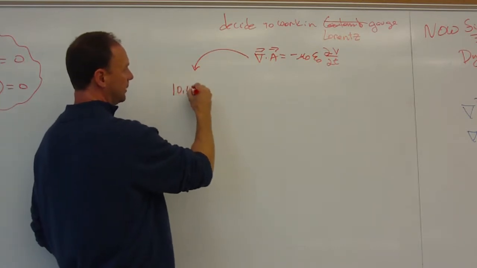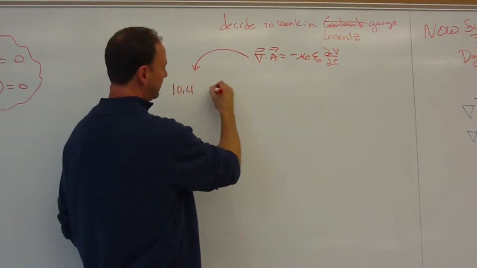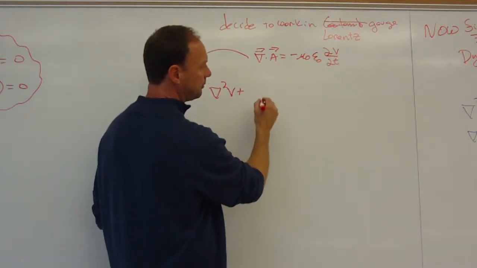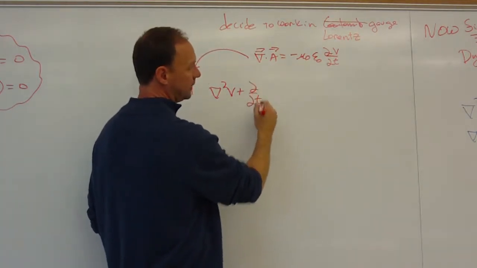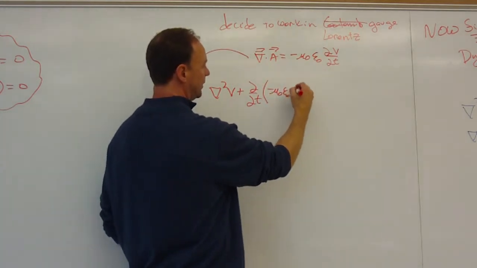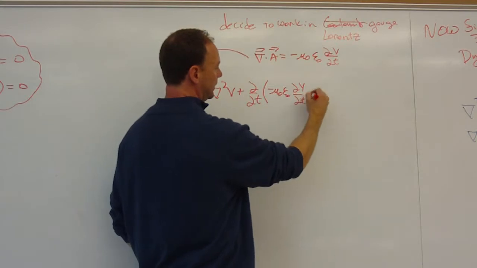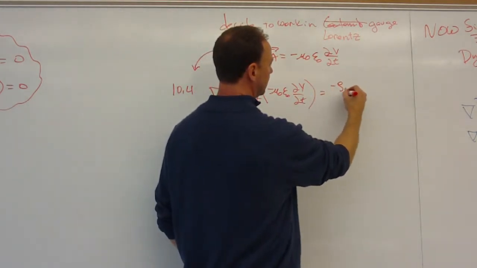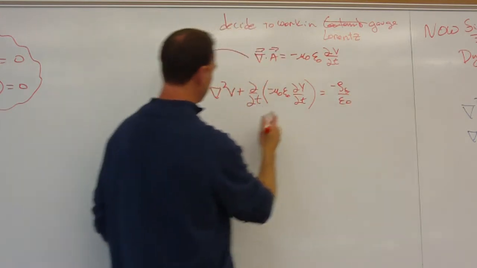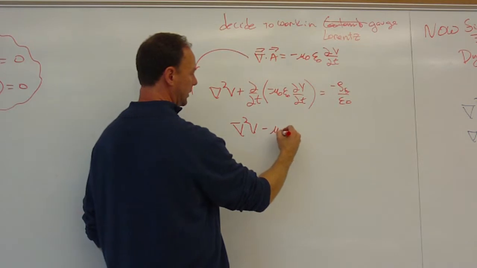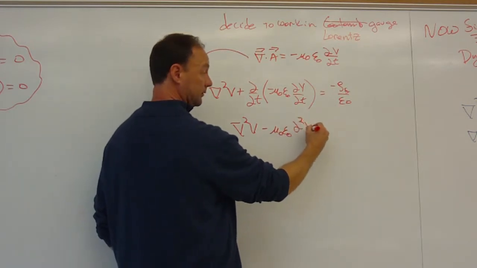Laplacian. So 10.4, let's read it out. Laplacian of B, minus... well, plus, we'll go plus the partial with respect to t of minus mu naught epsilon naught partial V with respect to t equals minus rho free over epsilon naught. Play around with this. This is del squared V minus mu naught epsilon naught, the second time derivative of V.